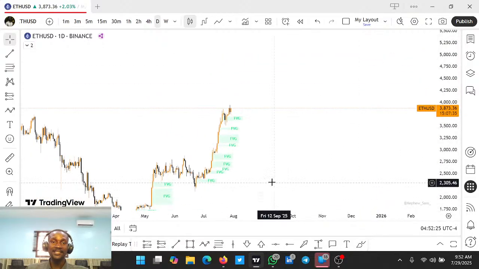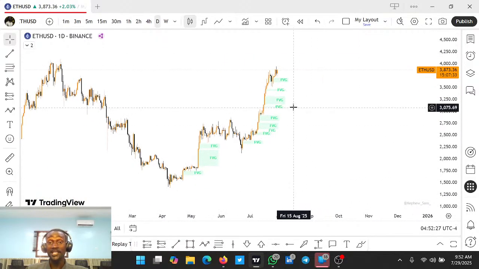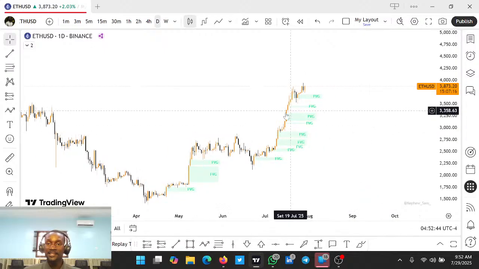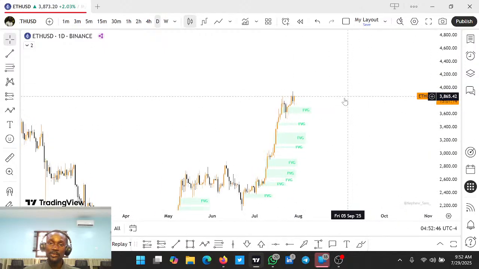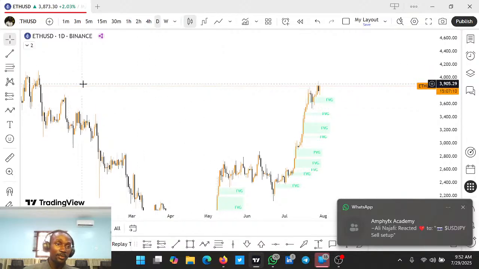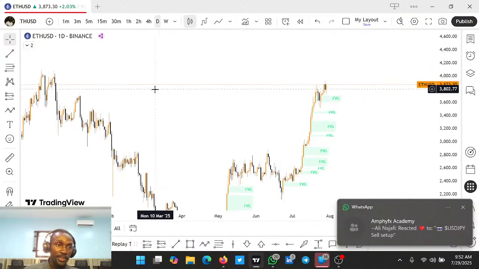So you can see clearly Ethereum has been buying for days now, right? So what will be my bias on Ethereum? I just need to check my daily bias on the higher time frame. My daily bias on Ethereum is bullish. So anything I'm doing in the market, I'll just be buying. Now you can see why I'm saying that. Look at the momentum here. Look at the momentum.